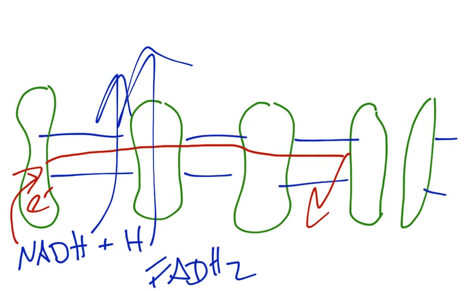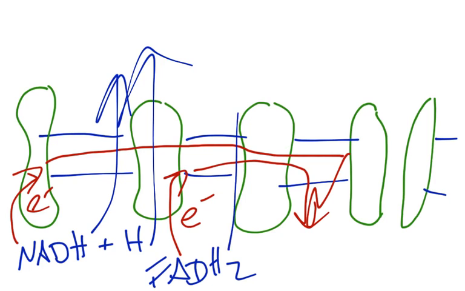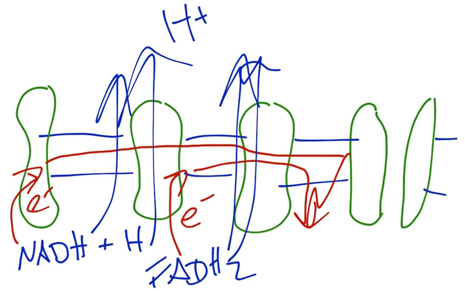Now, FADH2 does the same thing. It just starts a little later in the process. FADH2 starts right here, but it does the same thing, and it also pumps all its hydrogens across. The energy from the electrons does that. We just keep pumping them across. So now all of a sudden we're going to have tons of hydrogens over here, correct?